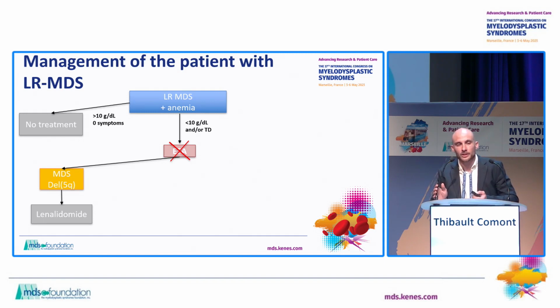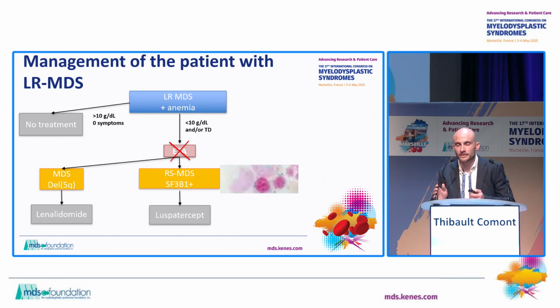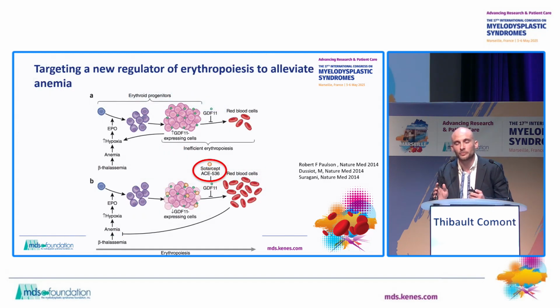The second situation is a patient with ring sideroblast MDS, which can be associated or not with SF3B1 mutation. In this situation, luspatercept has been recently approved. As you maybe know, luspatercept is a trap ligand molecule that binds to several TGF-beta superfamily ligands, leading to restore normal erythropoiesis and increase the number of mature red blood cells.